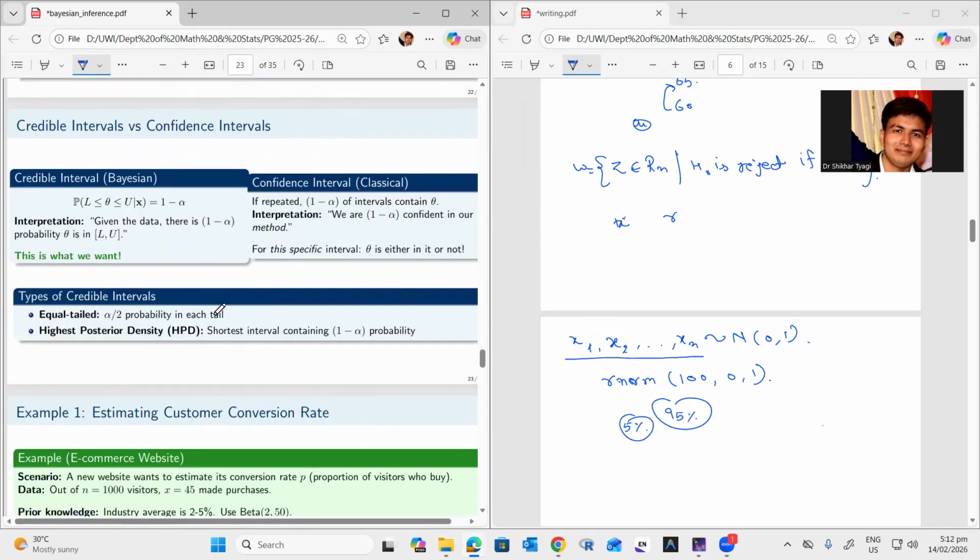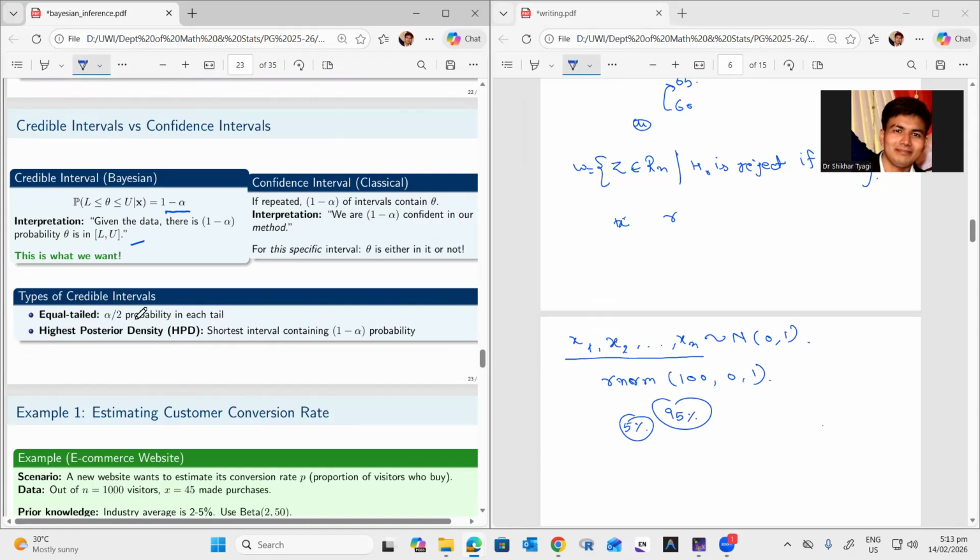In the credible interval, this is the probability that your theta will lie between the lower limit L and upper limit U for the given data set. The probability equals 1 minus alpha, meaning given the data there is a 1 minus alpha probability that theta will lie between L and U, which is what we actually want. In the confidence interval in classical estimation theory, if we repeat the experiment, 1 minus alpha of the intervals contain theta, meaning we are 1 minus alpha confident in our method. For this specific interval, theta is either in it or not.